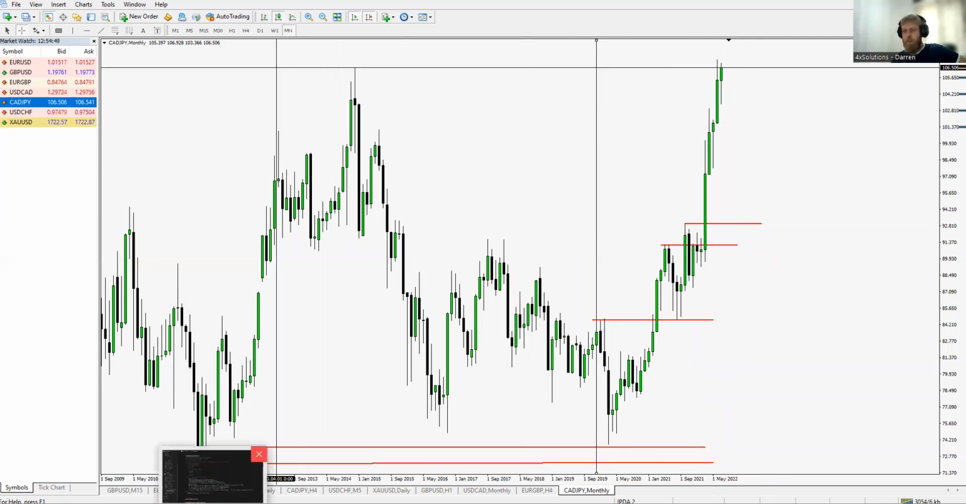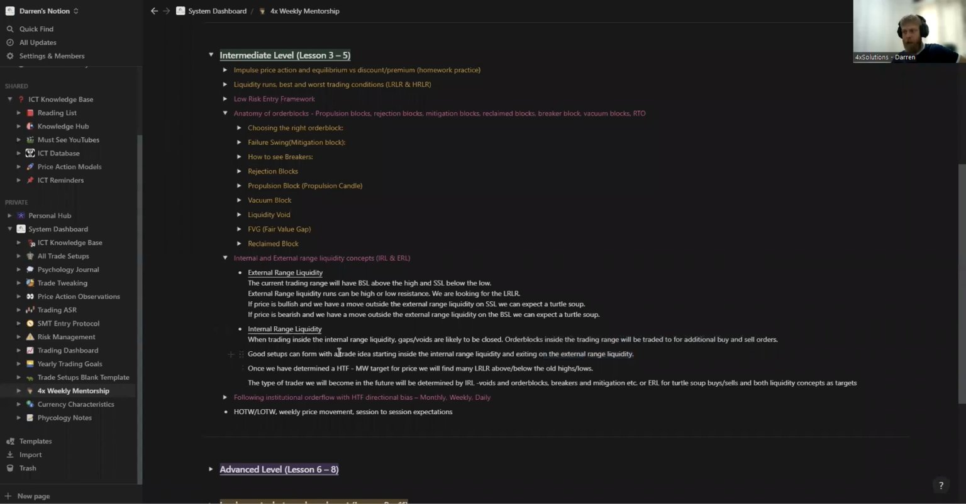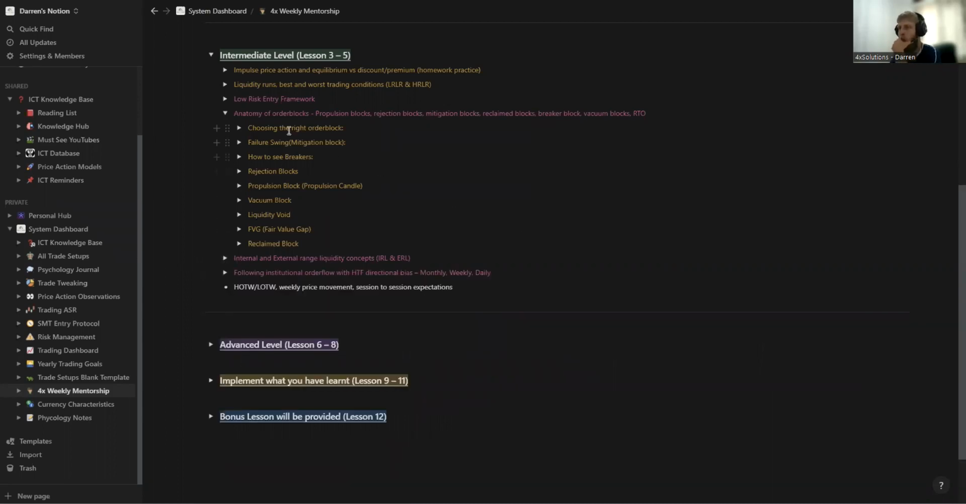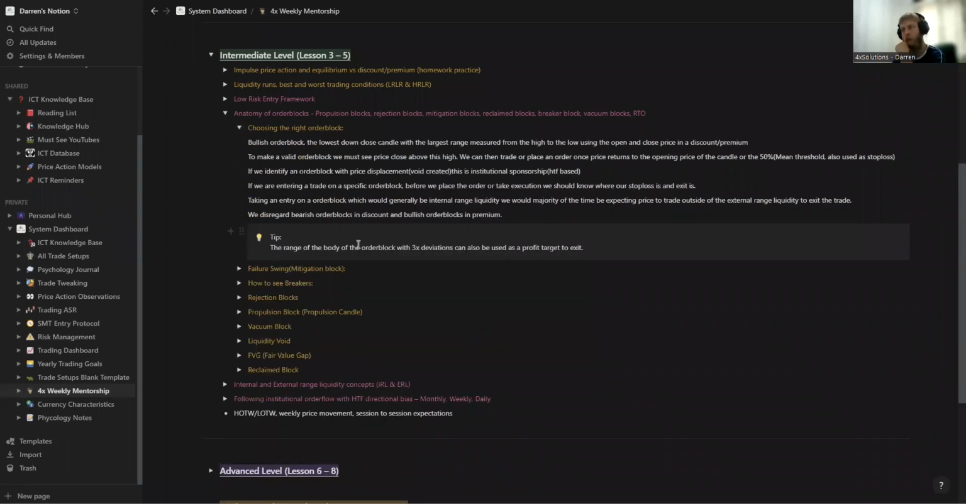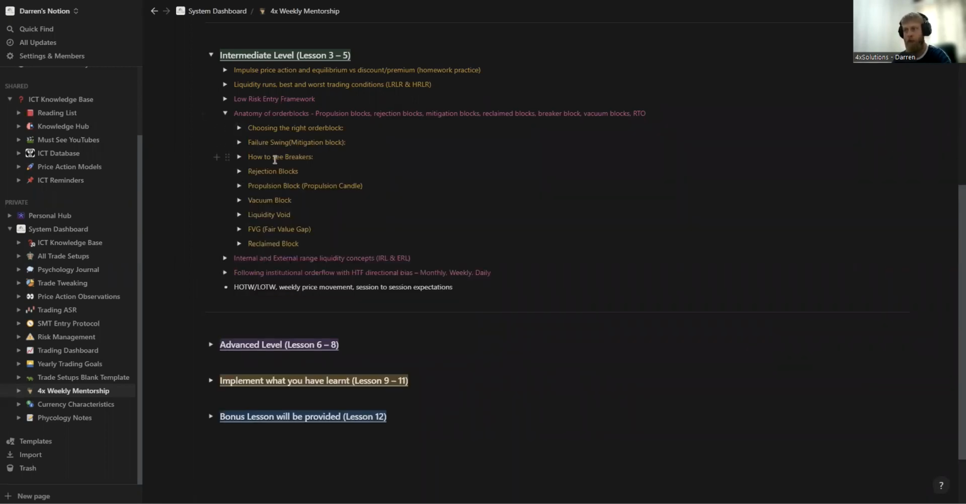Okay, I'm going to draft on forward here, but that's essentially our understanding of internal, external range liquidity. Okay, so we've learned what order blocks are, choosing the right one, and then we said that there was also a tip we could use: the range of the order block, depending on if it's like 30 pips, 40 pips, 100 pips, and deviate that 3 times to give us a profit target to exit the trade for a sell or a buy. Then we did mitigations, which was the failure swing, and then we did breakers, which is basically the turtle soup of liquidity, and then price breaks down that structure.